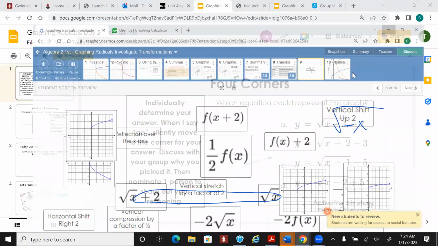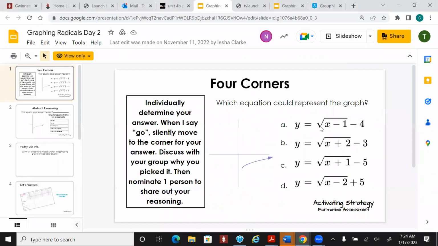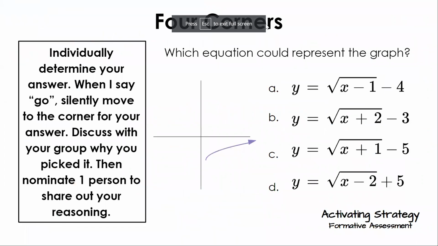So go ahead and take out your packet if you don't already have it, and then locate this page. Obviously, we're not going to do the 4 corners, but I want you to think which equation could represent the graph. The county likes to ask this type of question where you don't actually have numbers on the graph, but you just have a picture. So I want you to think through this. Which equation could represent this graph?